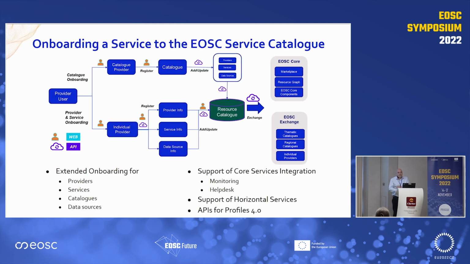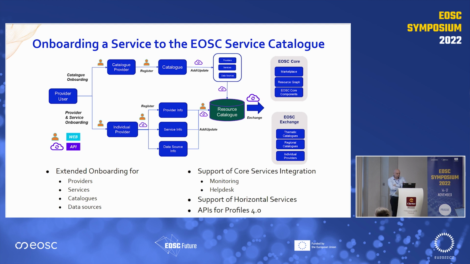So this is, let's say, a bird's eye view of what a user coming from an organization that acts as a provider can do to onboard resources in the service catalog. We consider that a provider user can be either an individual provider representing an organization, or let's call it a catalog owner representing a community or external catalog. They can follow more or less the same path, but actually they play a different role in the service catalog.